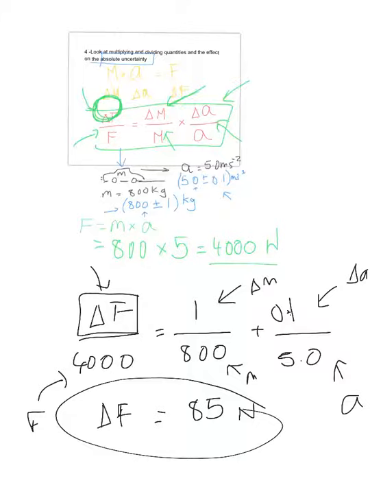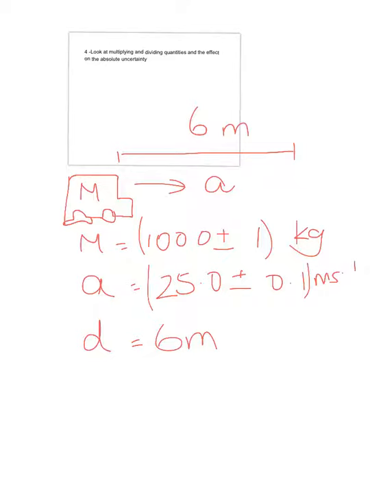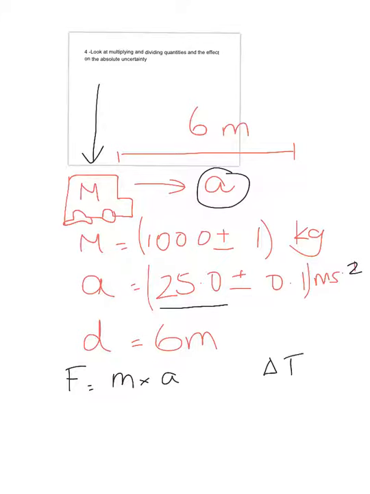Okay, let me give you a couple more to do to practice this concept. So try this question. I want you to work out the force needed to make this badly drawn lorry accelerate 25 meters per second squared. First, work out the force, which is mass times acceleration, and then work out its absolute uncertainty.